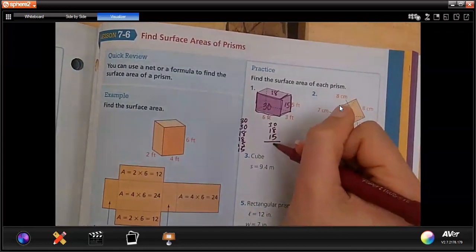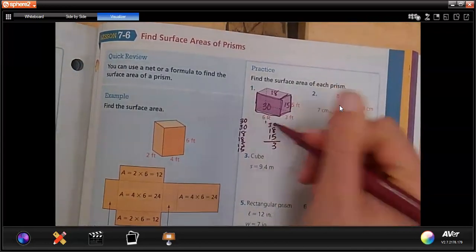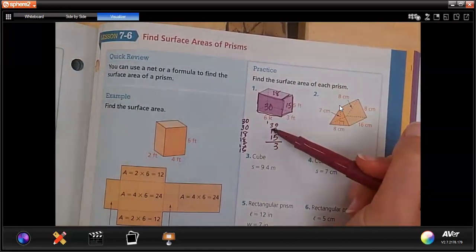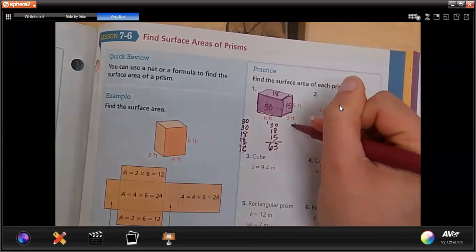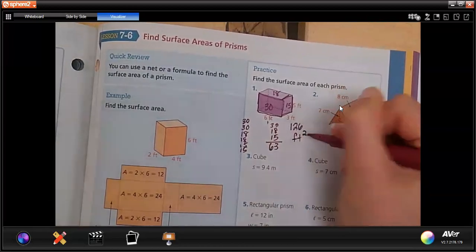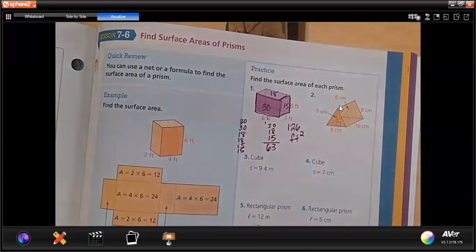All right, so let's do this method. 30 and 18 gets me 48. 48 plus 15 is 63. Multiply that by 2. Gets me 126 feet squared. This is still squared because we're still finding area.